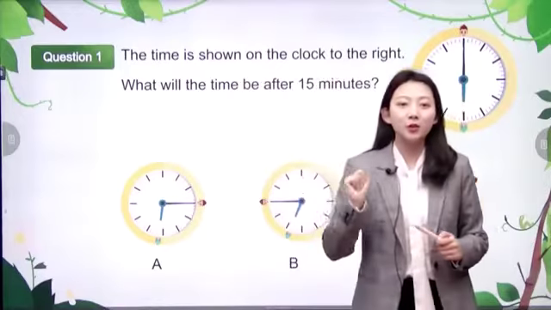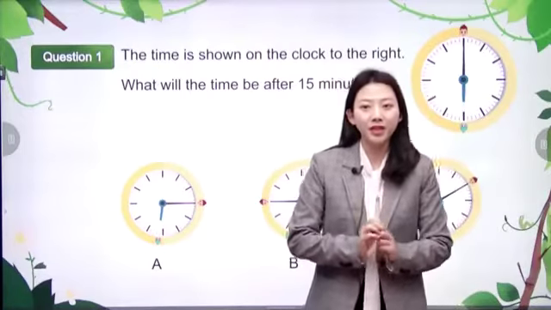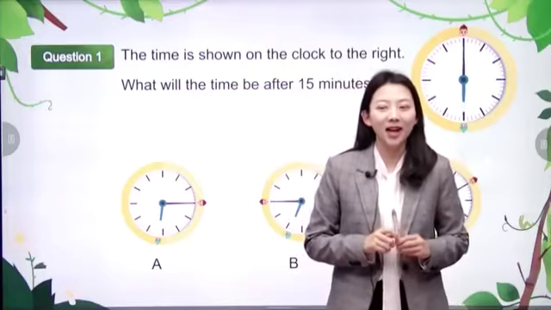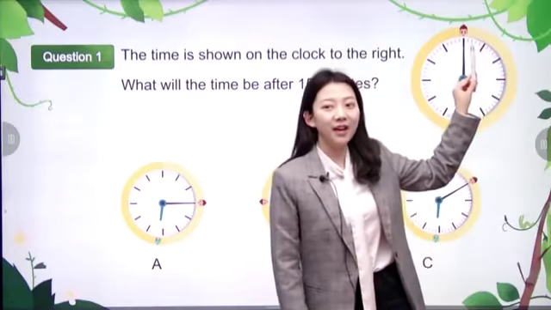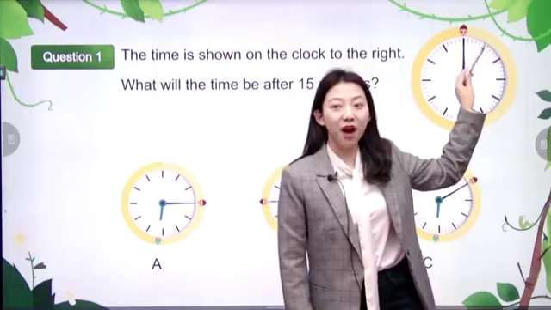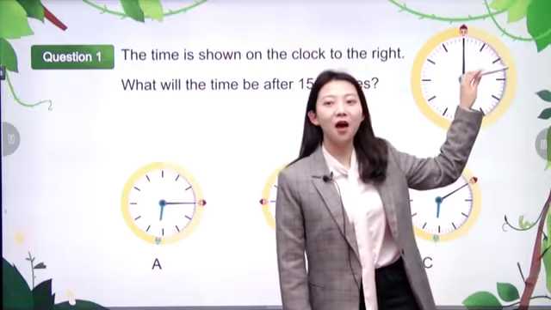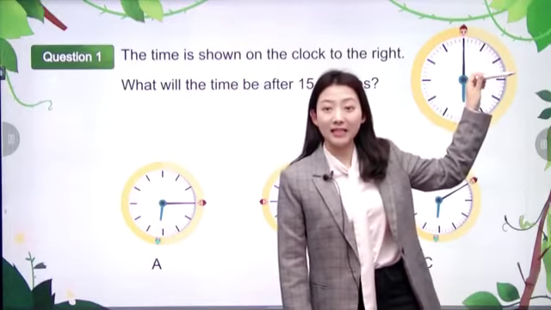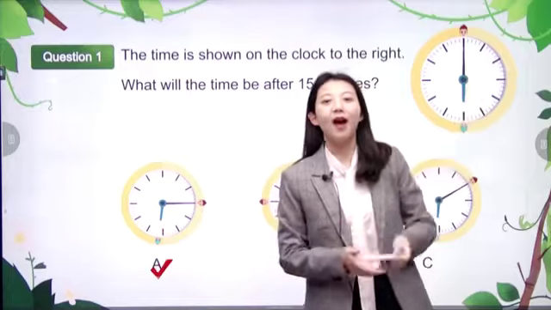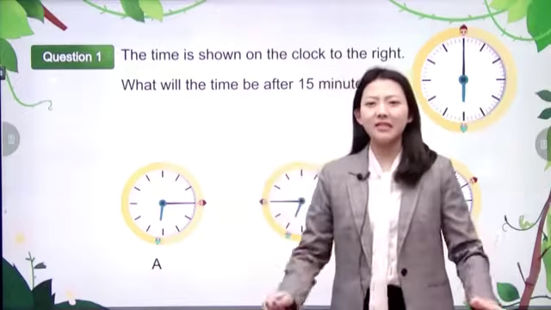This question asks us to calculate the time after 15 minutes. So let's see how our minute hand will move. It starts from here, right? And then this is 5 minutes, 10 minutes, and 15 minutes. That looks exactly like choice A. Okay, but this is not usually tested in Math Kangaroo.